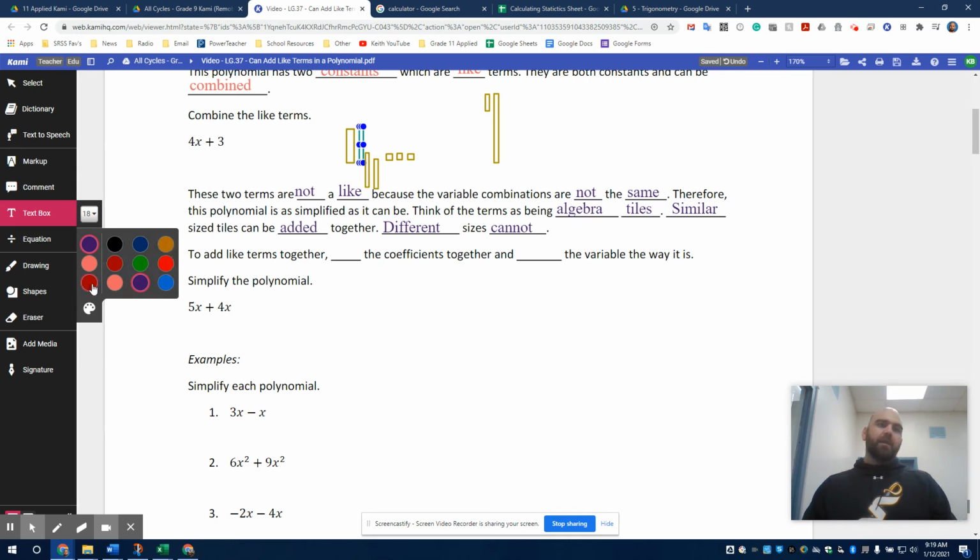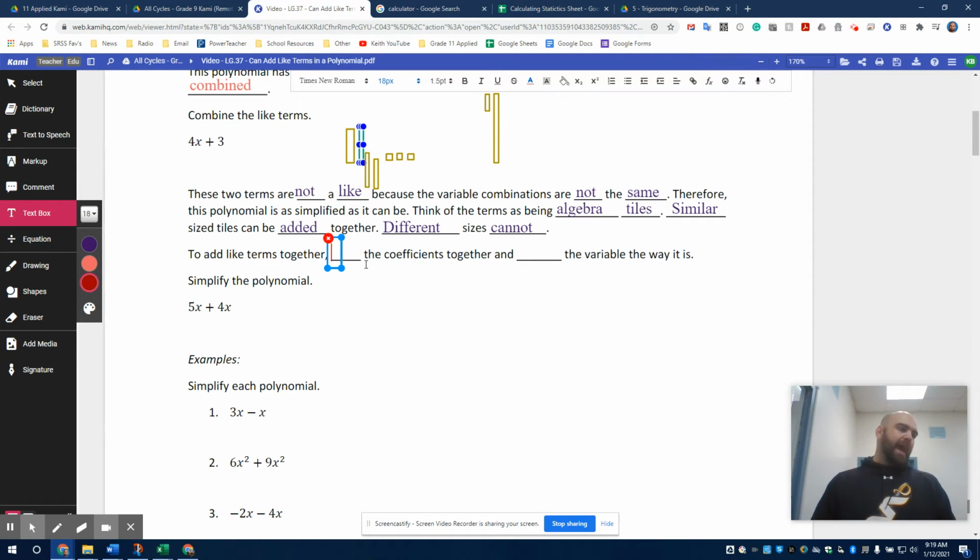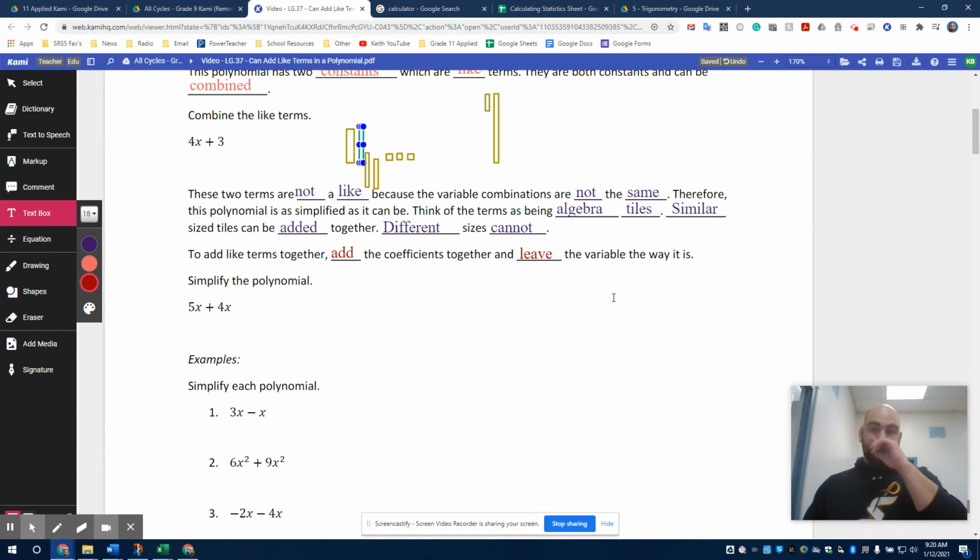Now, how do we add terms together which have a variable in them? To add terms together, we add the coefficients together, and we leave the variable exactly the way it is. We leave the variable exactly the way it is. Again, think of it as a box. We don't know how big the box is. That could change, but there's a box, and every time we have an x, we have the same size box.